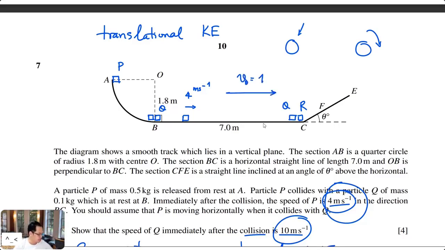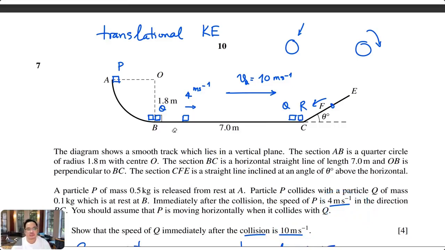Q will move ahead very quickly from B to C, and then collide with R, combine with R, go up to F, and then slide down again because of the pull of gravity. So to find the position where P collides with QR, it could be here. The 3 particles can collide here at this position.